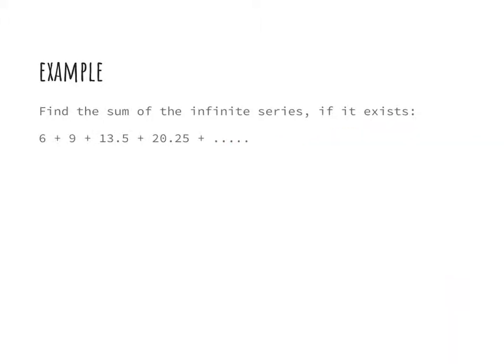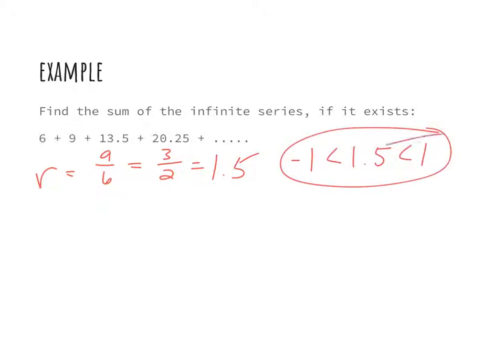Our next example, we're going to be finding the sum of the series 6 plus 9 plus 13.5 plus 20.25 forever and ever and ever. And so the first thing we need to do again is find r to figure out if we actually can find the sum. And to find r, we're going to take the second number and divide it by the first. 9 divided by 6, I'm going to get 3/2, which equals 1.5. Now 1.5 does not fall between -1 and 1. So therefore, this is a divergent series and there is no sum.